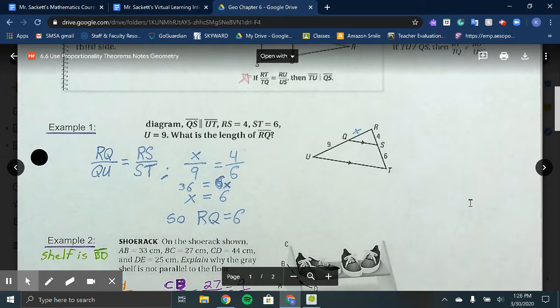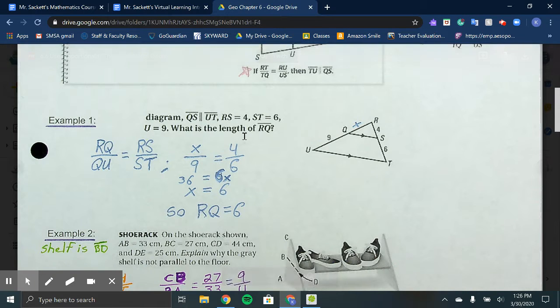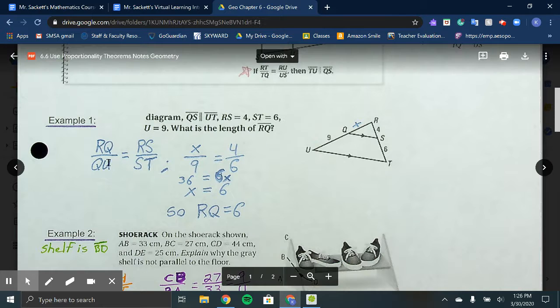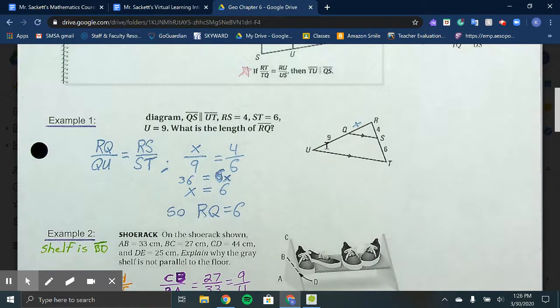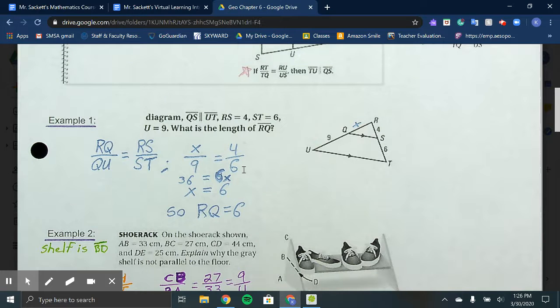Looking at Example 1, in the diagram, we know side QS is parallel to UT. They tell us the length of RS is 4, ST is 6, and UQ is 9. What is the length of RQ? So we set up our proportion, RQ over QU, looking at those two on the same side, are proportional to the other side, RS over ST. So our proportion is x over 9 equals 4 over 6.